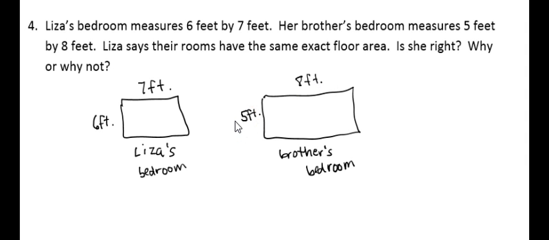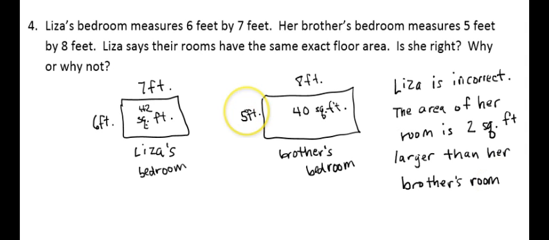Now let's determine the area for each. Well, 6 times 7 is 42 square feet, while 5 times 8 is 40 square feet. So you can see the areas are not the same. So we'll say Liza is incorrect. The area of her room is 2 square feet larger than her brother's room.